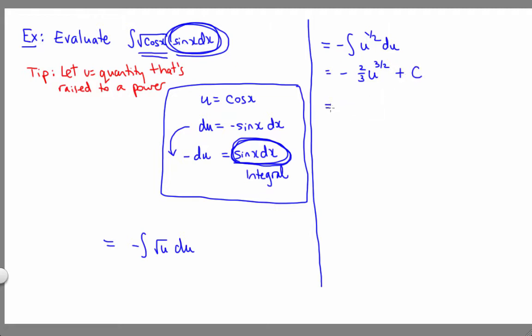And then finally, we want to get our answer back in terms of our original variable. So we're going to replace that u with a cos x. So two ways to leave our final answer. We could say it's minus 2/3 cos x all raised to the power 3/2 plus c. Or there's a shorthand notation that we could use when working with trig functions. We could put the power right on the cosine and say that's minus 2/3 cos to the 3/2 x plus c.